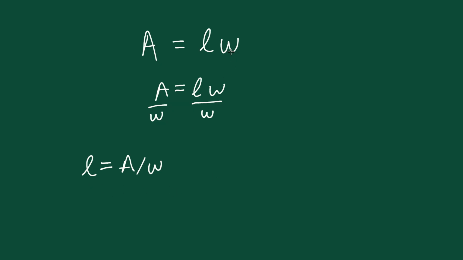Okay, now what if we wanted to solve for width? What if we want width by itself? If we want to solve for width, then we divide both sides by length, by L. And this cancels out, L divided by L. Width equals area divided by length. Okay, let's do another one.